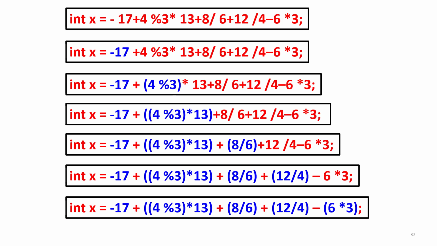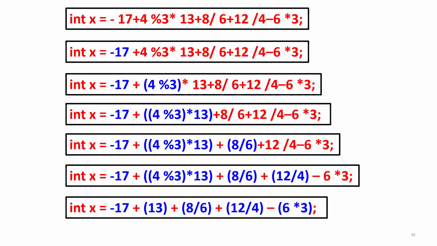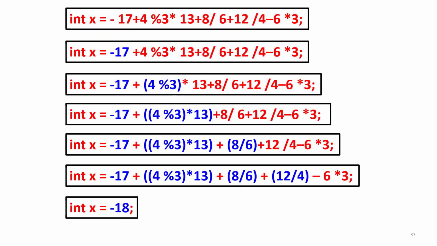Now, the compiler would have been evaluating these expressions as it found them. But I'll do the evaluations now. 4 mod 3 is 1. 1 multiplied by 13 is 13. Integer division of 8 by 6 is 1. 12 divided by 4 is 3. And 6 multiplied by 3 is 18. Now finish with the third pass, doing addition and subtraction, moving left to right. And the result is minus 18.